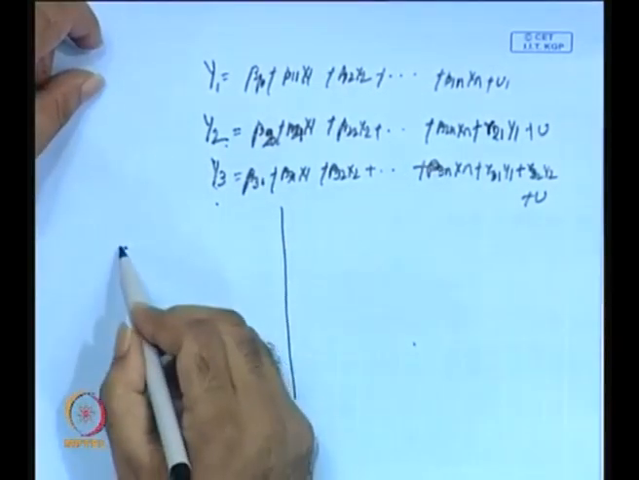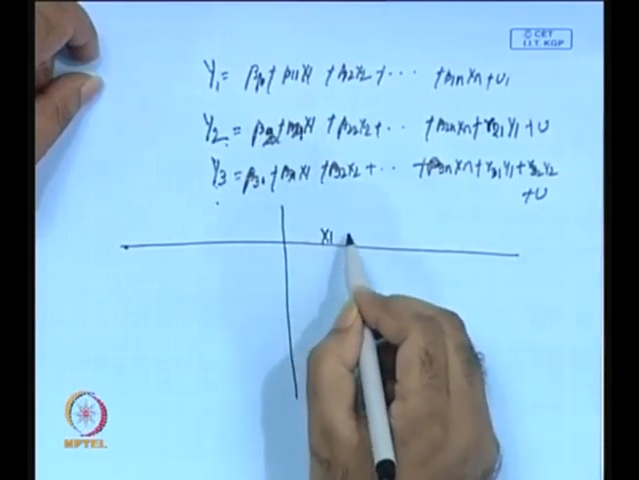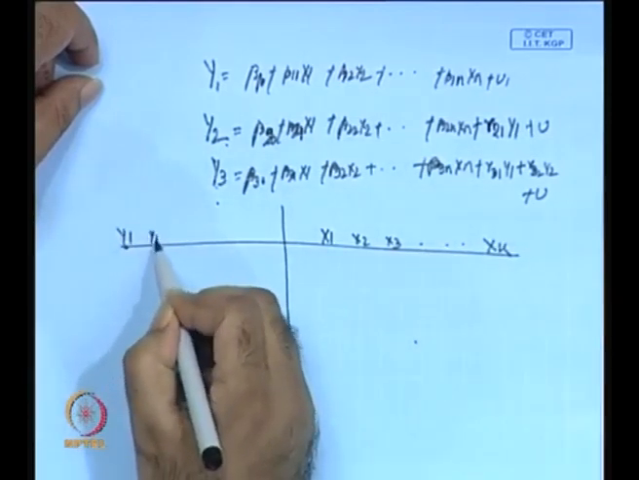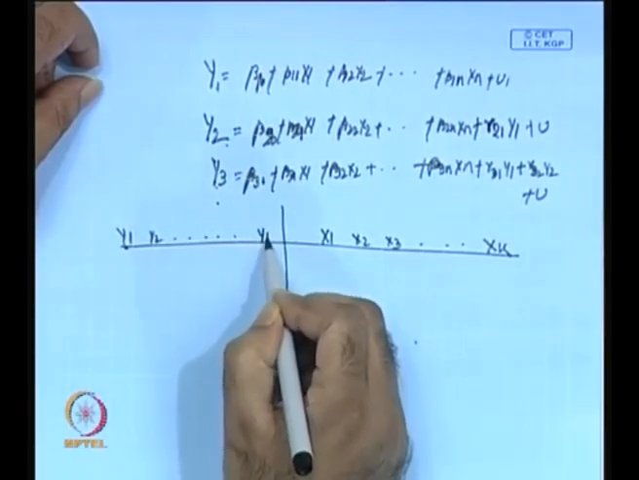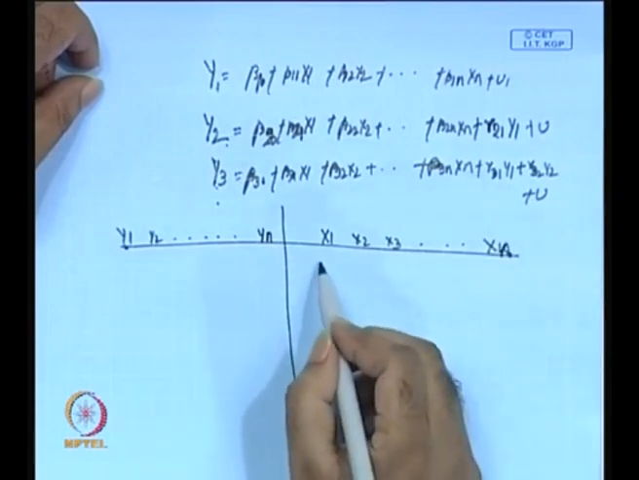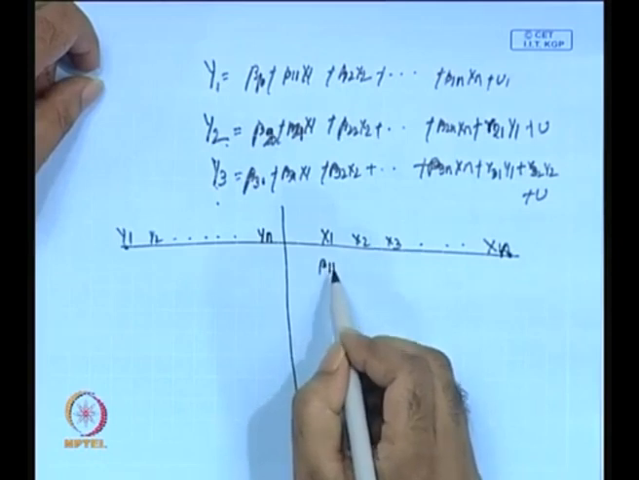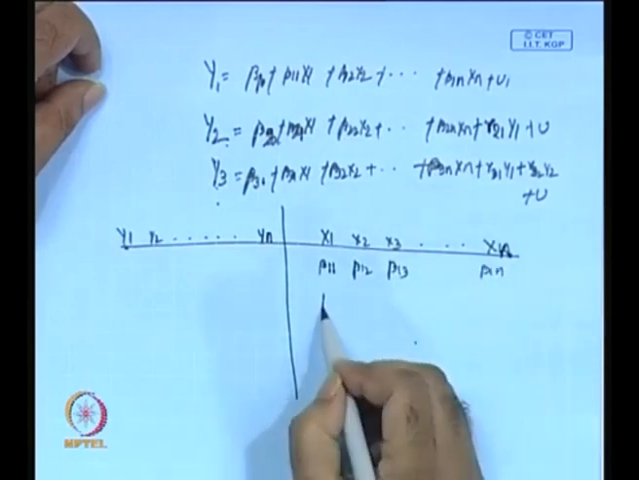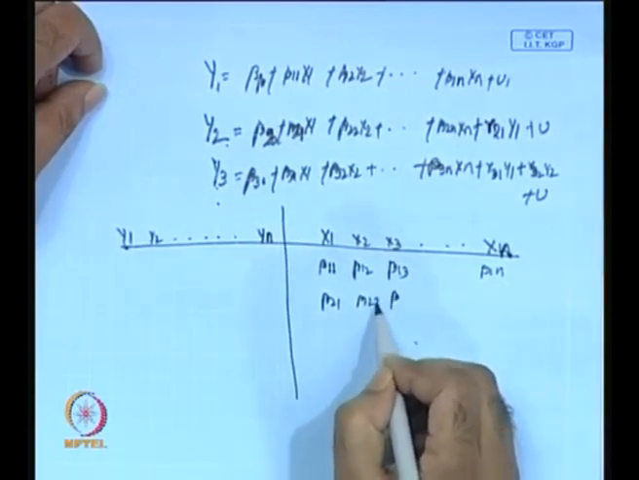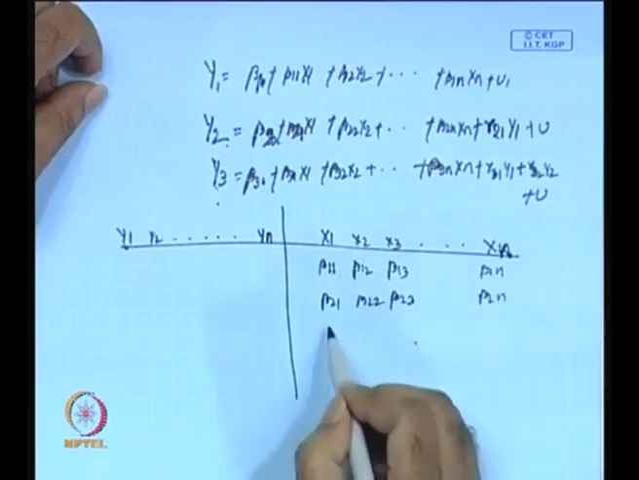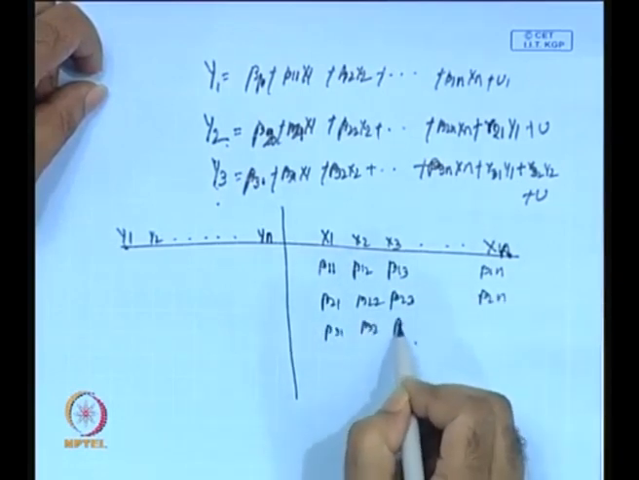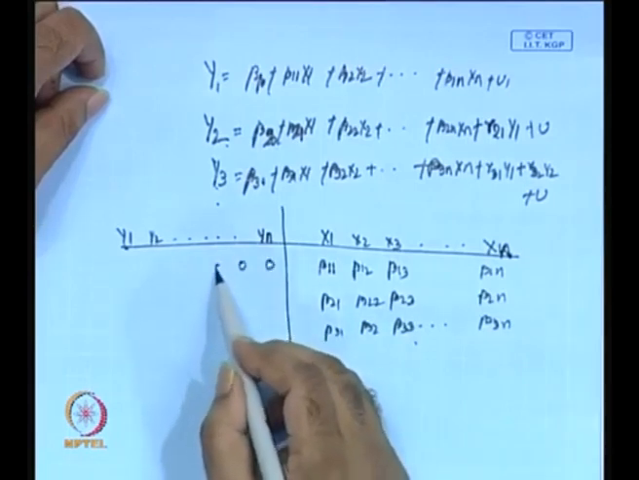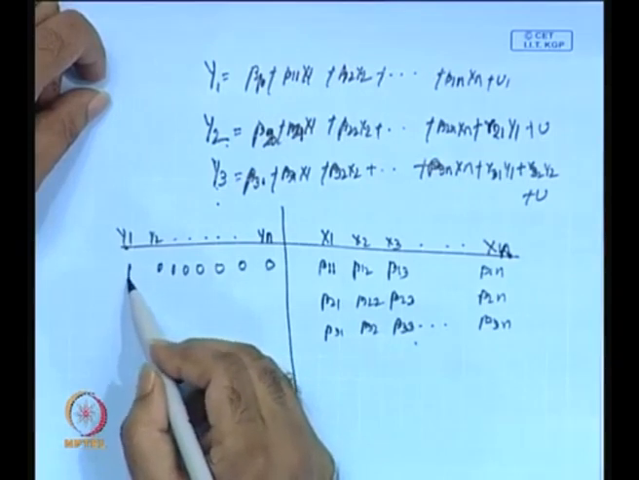So if you put it in a matrix format, it will come like this. On this side x1, x2, x3 up to xk, and on this side y1, y2, up to yn, and this is xn. This is beta 11; I am just reporting the coefficients of variables only. Beta 11, beta 12, beta 13, then beta 1n, similarly beta 21, beta 22, beta 23, beta 2n. Then beta 31, beta 32, beta 33, beta 3n. For the first equation, these are all 0 except the first equation's 1.